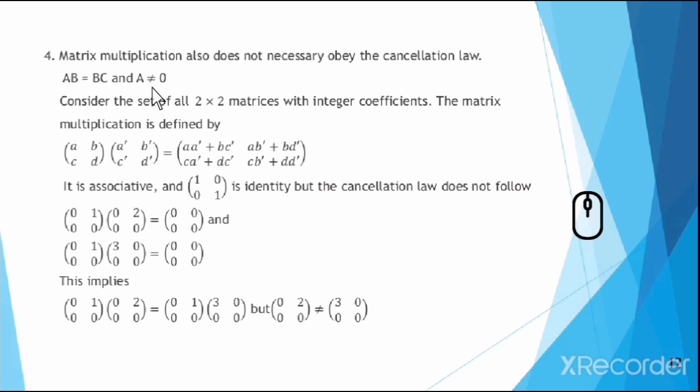If AB equals AC and A is not equal to 0. Consider the set of 2 cross 2 matrices with integer coefficients. Matrix multiplication is defined like this. You know how matrices are multiplied, it's very easy. You can also verify associativity. The identity is also the simple 2 cross 2 identity matrix, and so on.